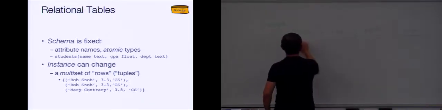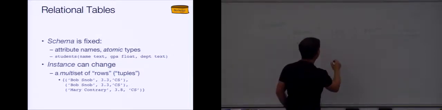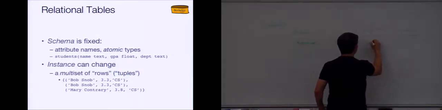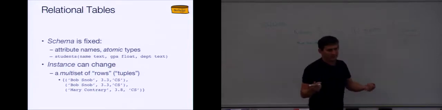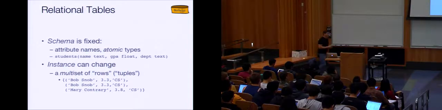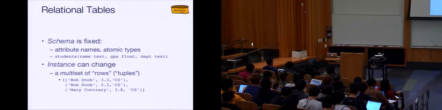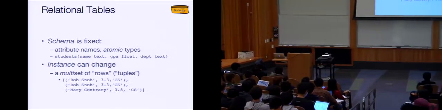We'd have Bob Snob. He'd have a GPA of 3.3. He'd be in the CS department, but he'd be there twice. Right? Why not? I don't know. This is just the way it is. So what can I tell you? It's multiset semantics. It's convenient for applications that are doing insertion logic. They don't have to think about counting. They can just pour stuff into the database.